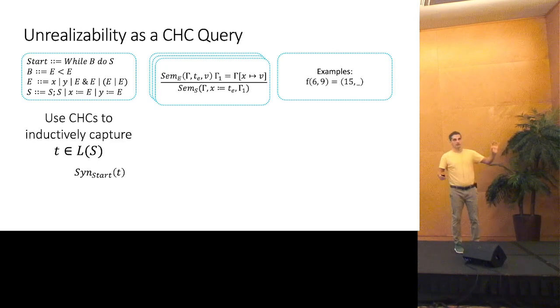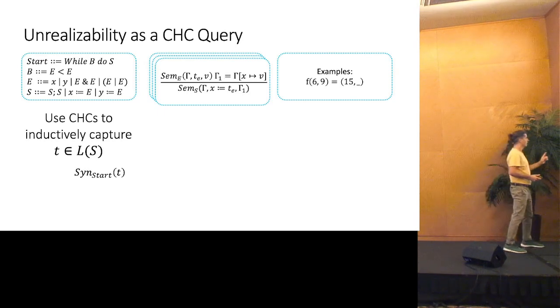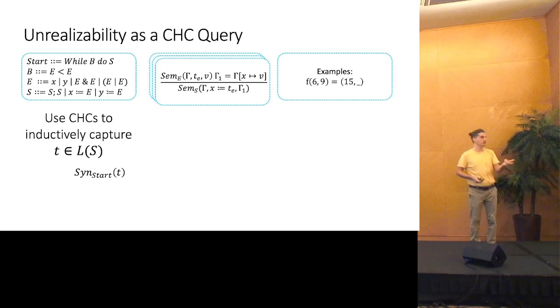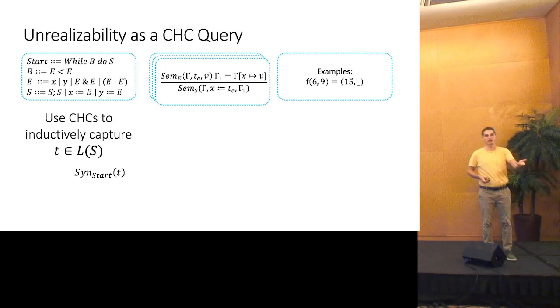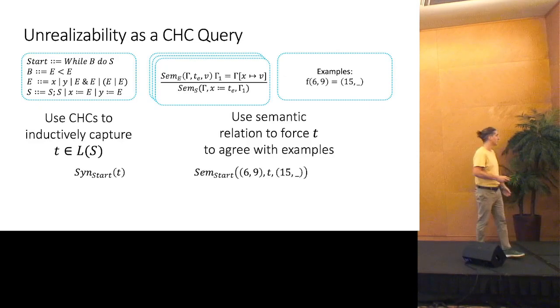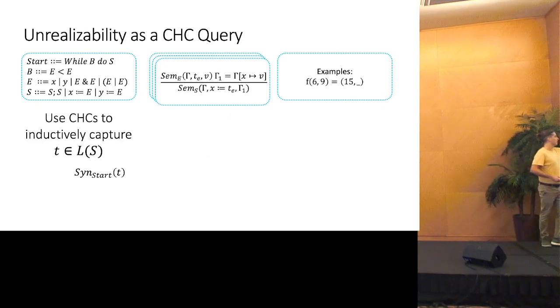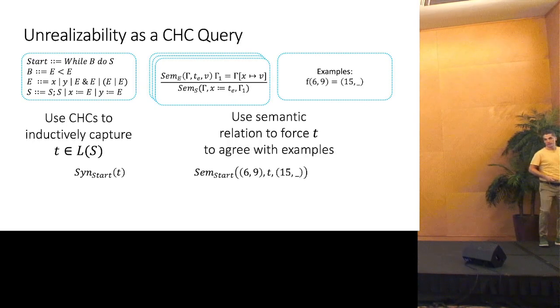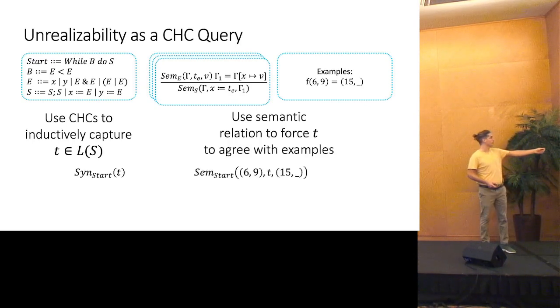And now, to solve this unrealizability question, because I have everything set up as CHCs, all I had to do was one step. I had to write one last CHC, one last constrained Horn clause. I'm not going to show you how, but you can also encode the syntactic structure of a grammar using constrained Horn clauses. So you can inductively define what programs are in the grammar by just following the rules of the grammar. So this says, can you give me a program T in this grammar such that if I run T on input 6, 9, I get 15? And the semantics relation star, remember, is defined by those semantic relations we defined before.